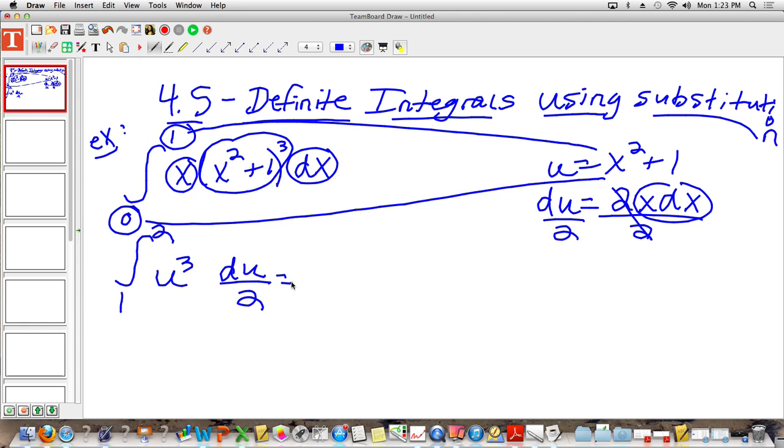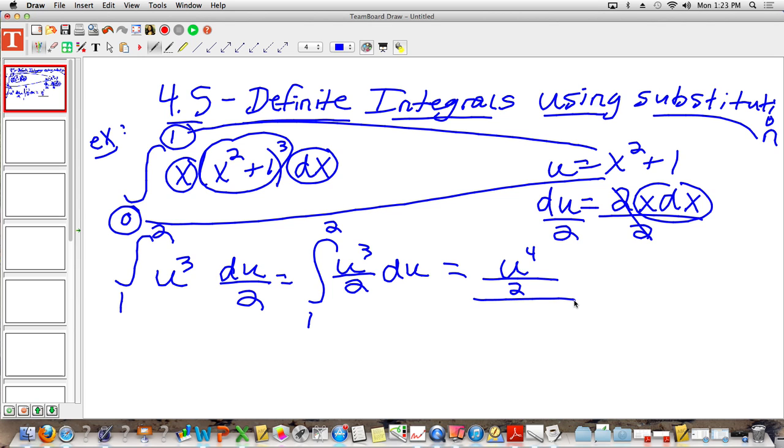I'm going to do another quick rewrite from 1 to 2 of u cubed over 2 du. I think it just looks a little nicer this way. Find the integral. What is the integral? What do I do to the third power? I add a power, make it 1 more power. So I have u to the 4th divided by 2 divided by 4.